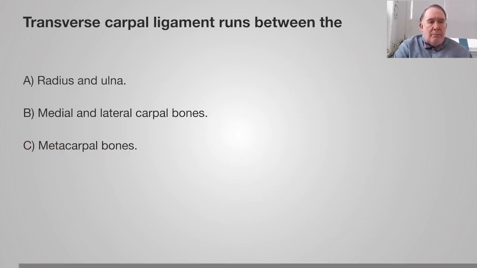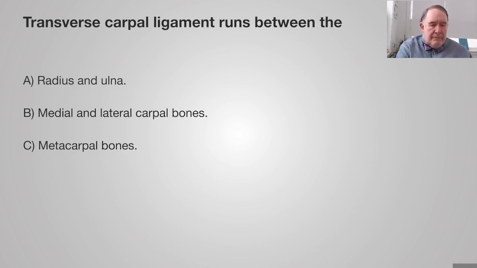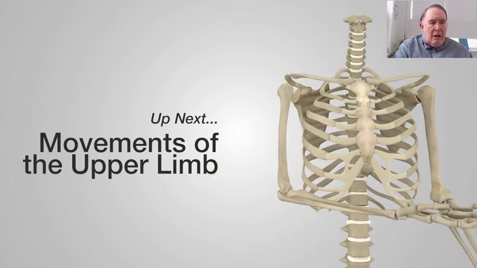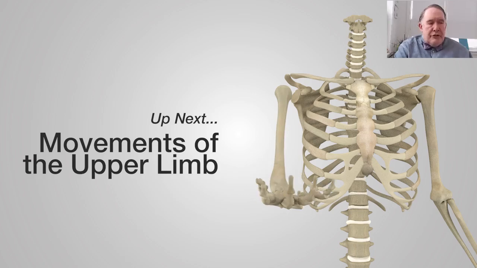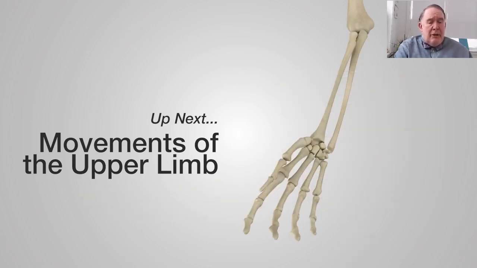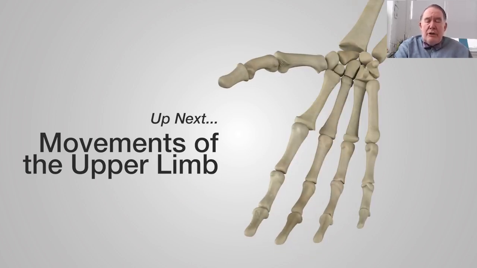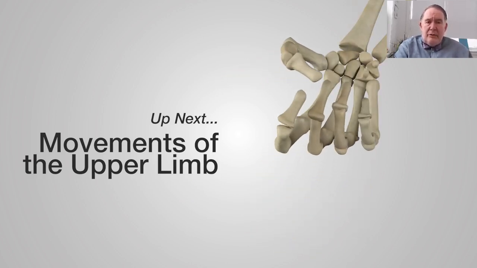And the transverse carpal ligament runs between the radius and ulna, medial and lateral carpal bones, or the metacarpal bones. If you said medial and lateral carpal bones, that's good. Our next discussion will involve movements allowed by these joints. And now that we know the major bones involved, we can start thinking about how they work to make the limb and the hand do their marvelous jobs.